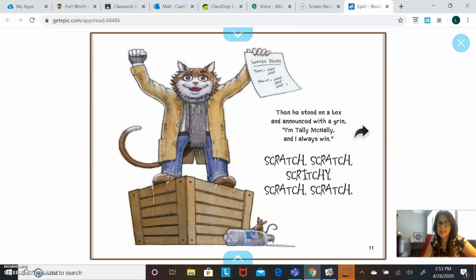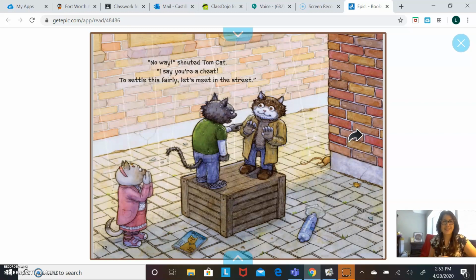Then he stood on a box and announced with a grin, "I'm Tally McNally and I'll always win." Scratch, scratch, scritchy, scratch, scratch. He just wants to win all the time, doesn't he? "No way," shouted Tomcat. "I say you're a cheat. To settle this fairly, let's meet in the street."